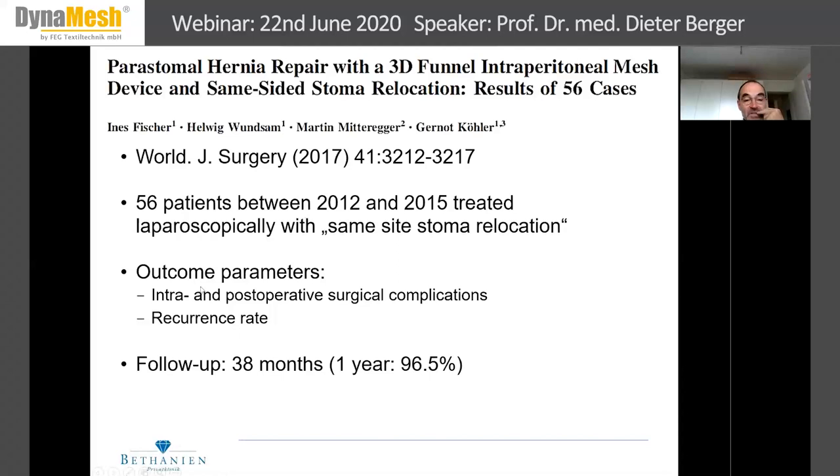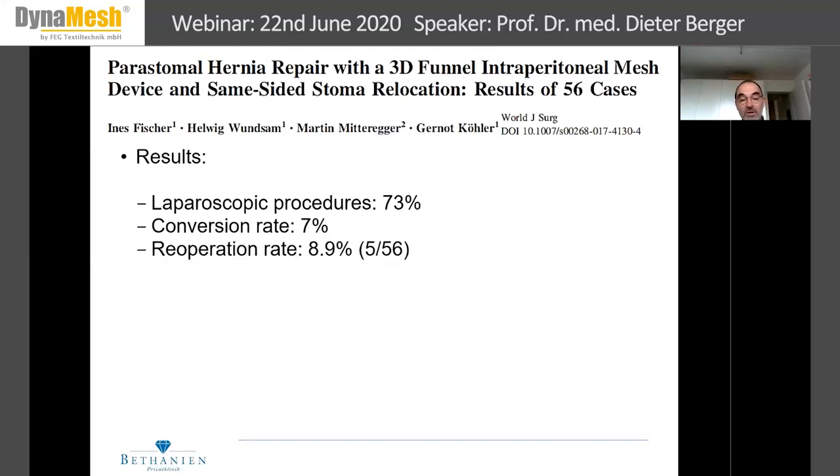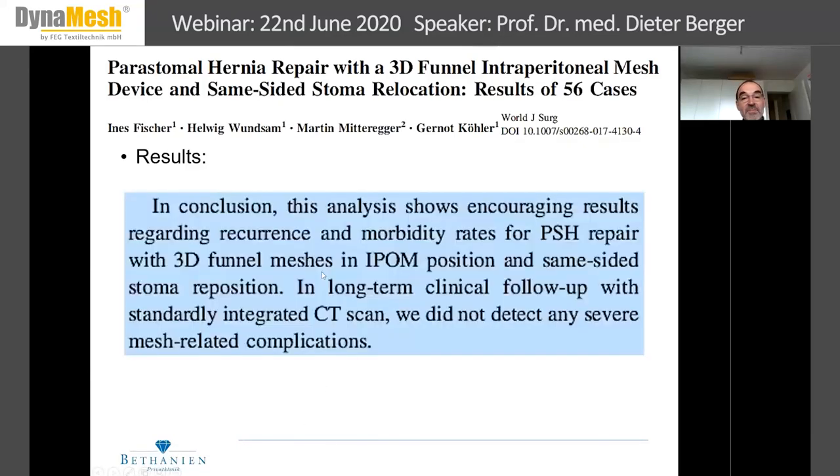The outcome parameters, of course, were intra- and postoperative surgical complications, recurrence rate, and the follow-up of 38 months. The results can be summarized as really very promising: reoperation rate of 9%, mostly done laparoscopically, recurrence rate of 12%. In conclusion, the authors thought that this may be a very promising procedure with good long-term results and acceptable short-term complications.